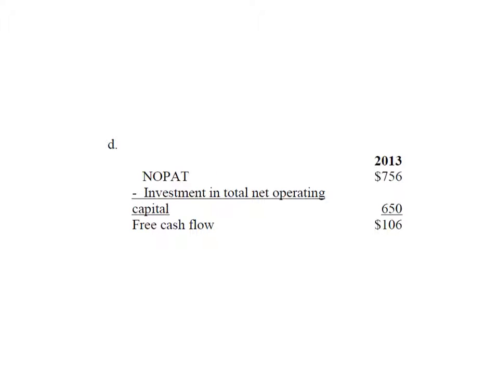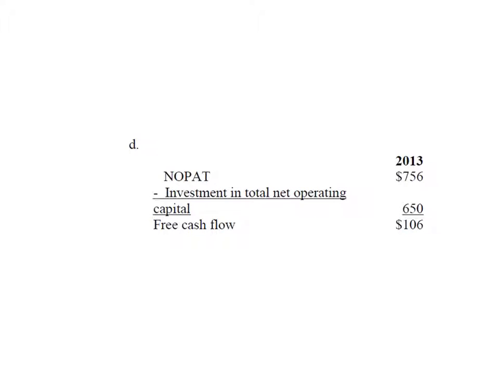So now when we try to put the numbers together, NOPAT as we calculated from step 1 should be 756. And the net investment in total net operating capital, remember the difference between the 2 years numbers, that would be 650. So the difference, or say the leftover, is a free cash flow of 106.